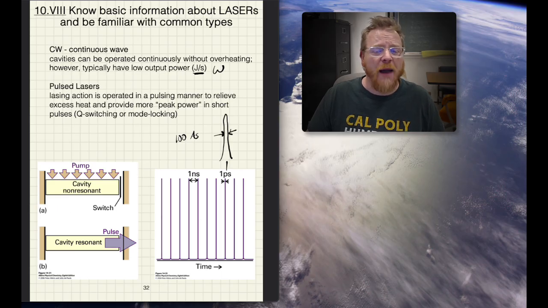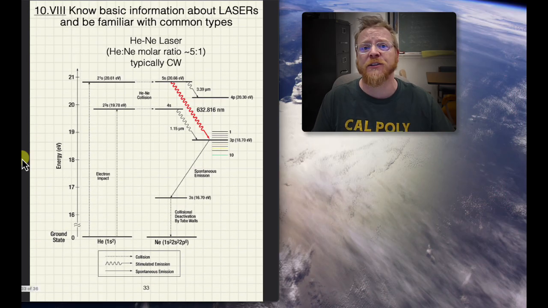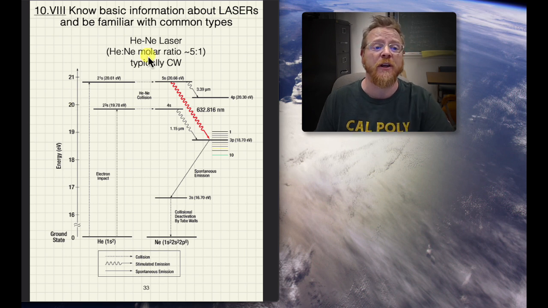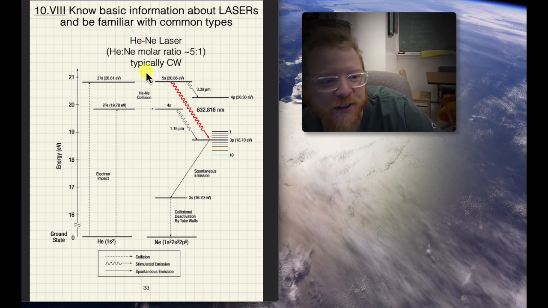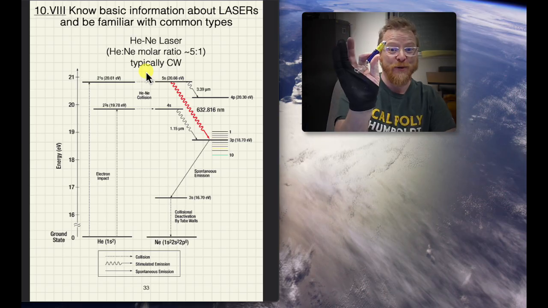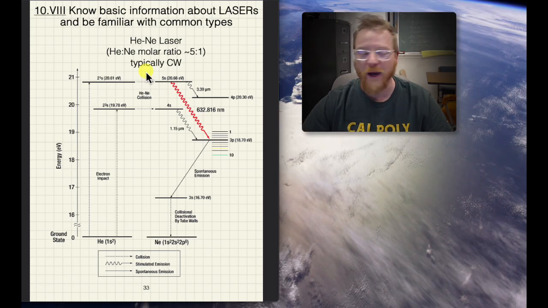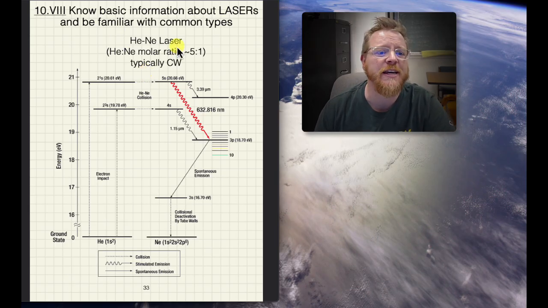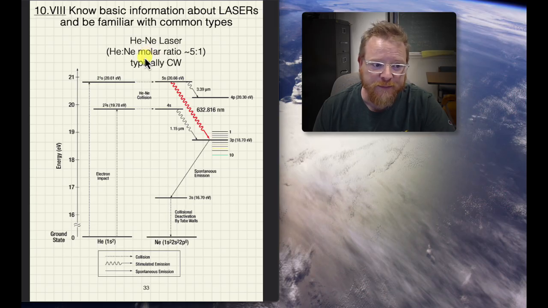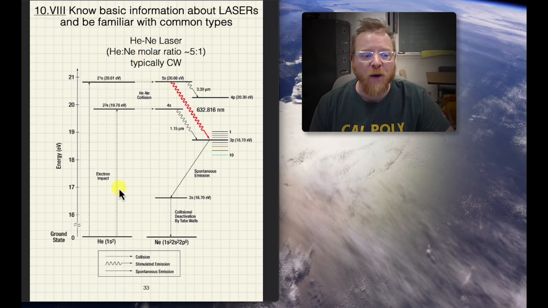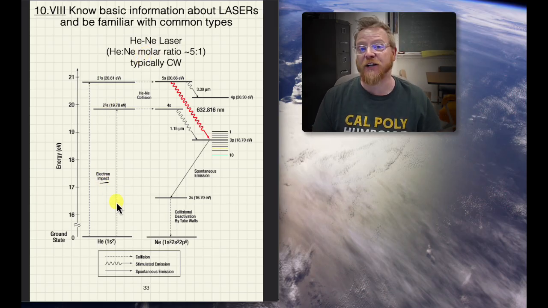I just want to describe a few common types of lasers. Probably the most common you'll ever encounter is the HeNe, right? This is the standard garden variety red laser pointer that we all know and love. These have a ratio of about 5:1 helium to neon, and they are pumped up through electron impact.